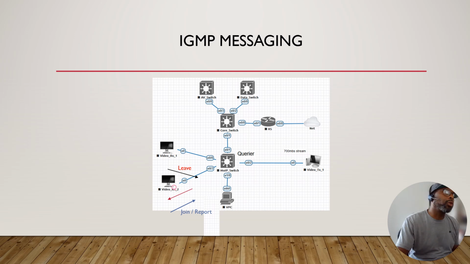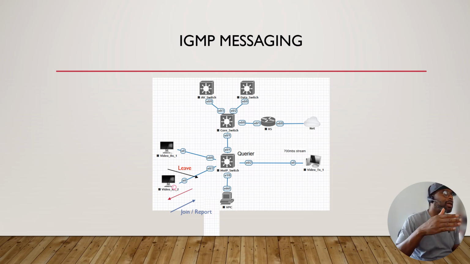Now, a report or join mechanism is sent by a host to the querier to indicate that the host wants to be, or is, a member of a given group indicated in the join message. For IGMP version 2, that's the group multicast IP address. For IGMP version 3, that multicast IP address is 224.0.0.22.